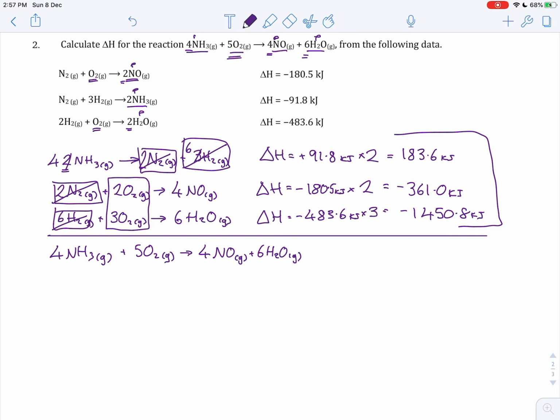You're now going to add up these numbers, 183.6 plus our minus 361.0 plus the minus 1450.8, and delta H is going to be minus 1,628.8 kilojoules. Hope that helps.